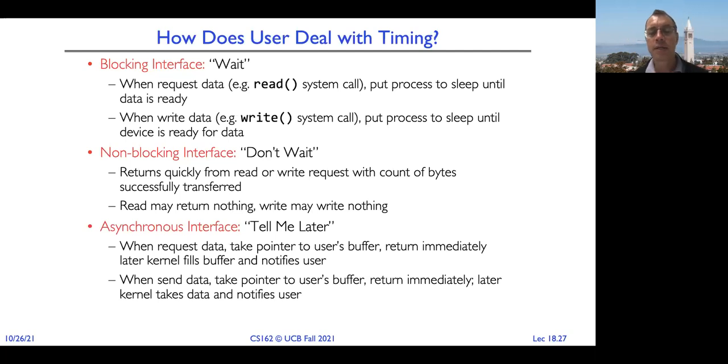And then there is an asynchronous interface. This basically says, I am going to request the data, and by the way, here is what you need to do, and let me know when you are done. I want to read the data from this device, and you need to put the data after this address in memory, and you tell me when you are done with it. This is an asynchronous interface.